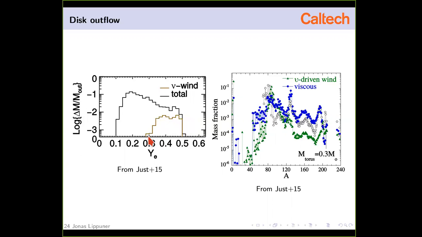And so from this, we would expect just sort of incomplete R process, and that's shown on the right in the green curve. We see a little bit of third peak and maybe second peak, but mostly first peak abundances. And then the total outflow is that it actually does go down to lower Ye. So then you do make the second and third peaks as well.